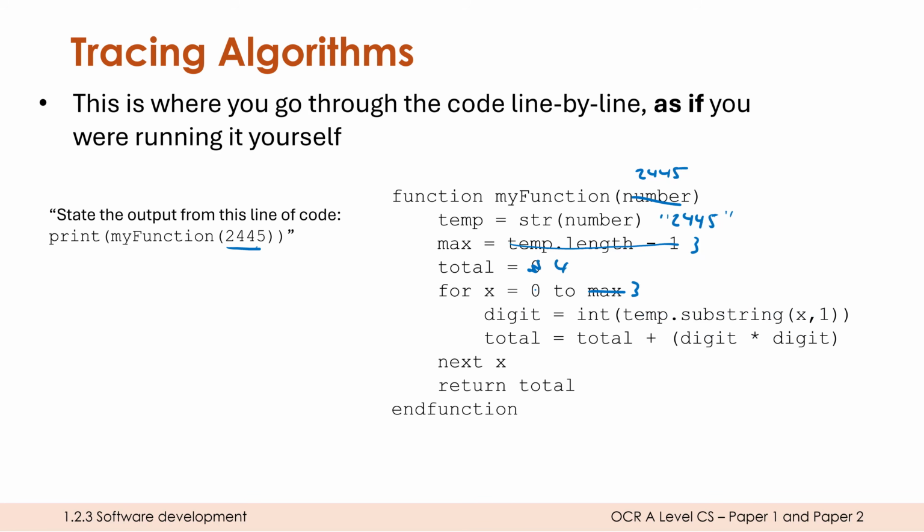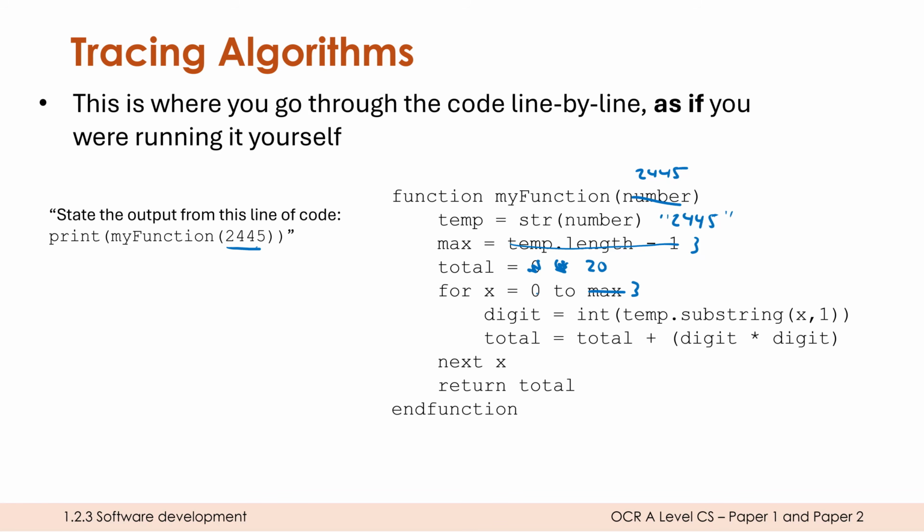We go back around. X is now equal to 1. So we're finding index 1. We are making it an integer. So we're now looking at 4 being digit. 4 times 4 is 16. So we're adding 16 to total. 4 plus 16 is 20.